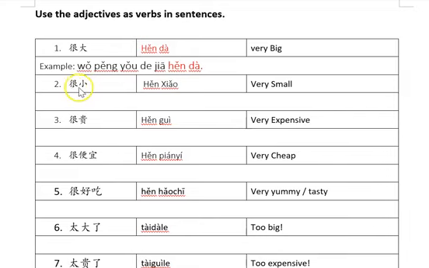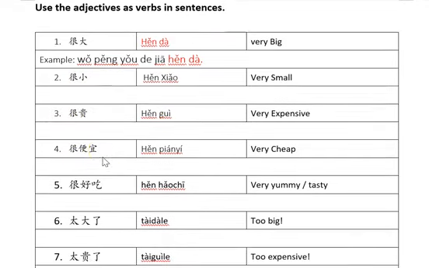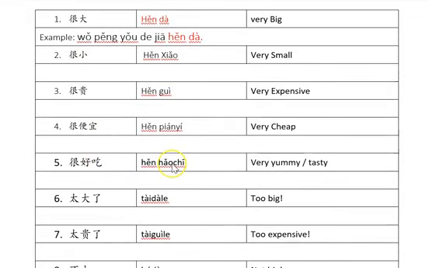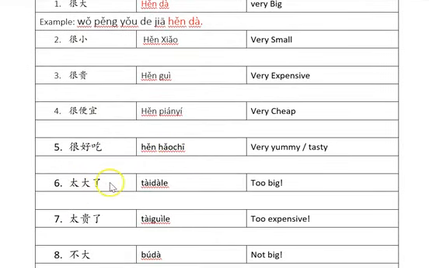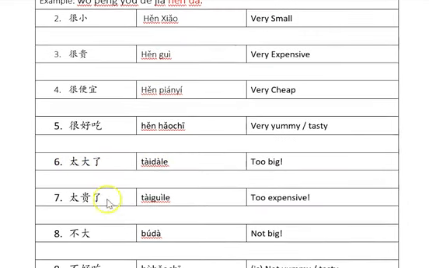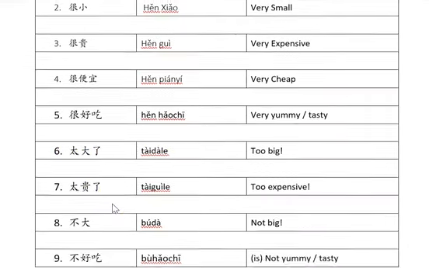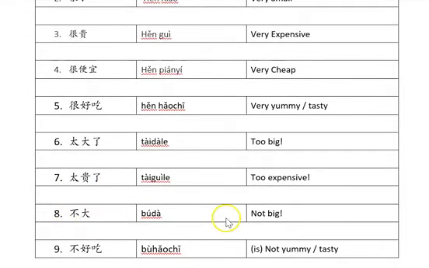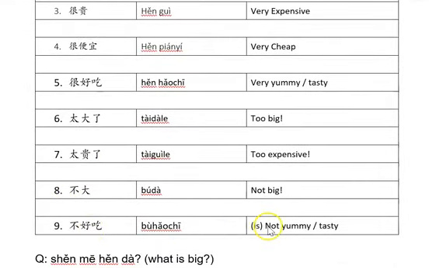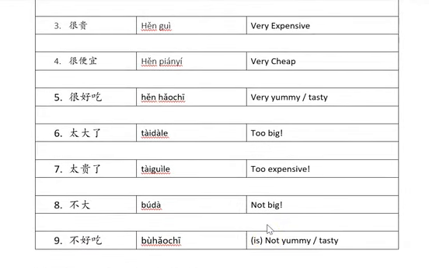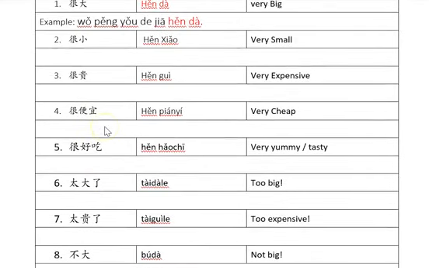So in the next 10 to 20 minutes, I want you to make a sentence for each of the adjectives. Start with 很小, very small. 很贵, very expensive. 很便宜, very cheap. 很好吃, very yummy. 太大了, too big. 太贵了, too expensive. 不大, not big. 不好吃, not yummy. I want you to make the sentence under each of the adjectives, just in this gap.